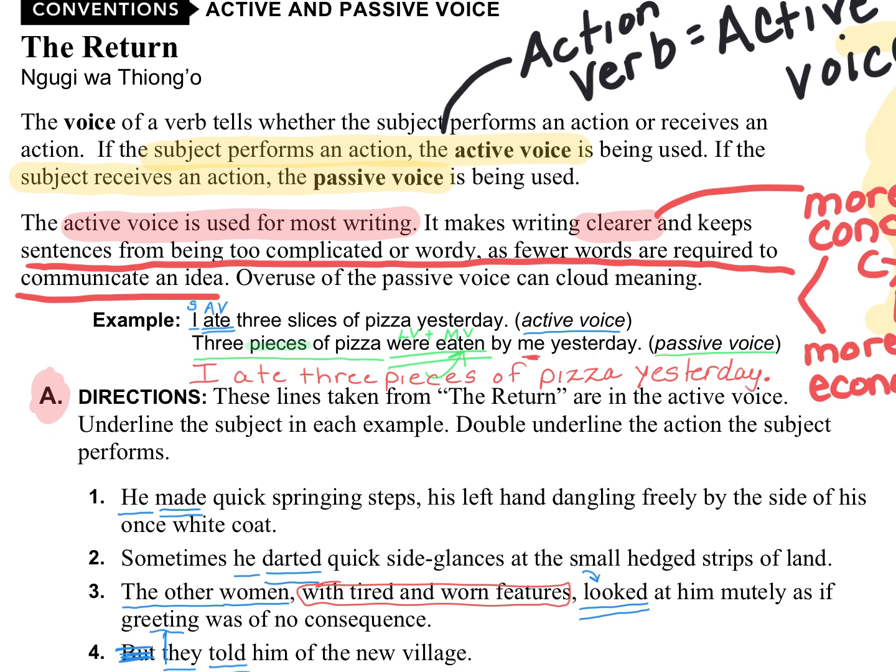And then you can go ahead and identify the subject. Well, the subject is, I'm going to get the highlighter. Subject is I. And what did I do? I ate. And ate is an action verb. Action verb, active voice. Okay?